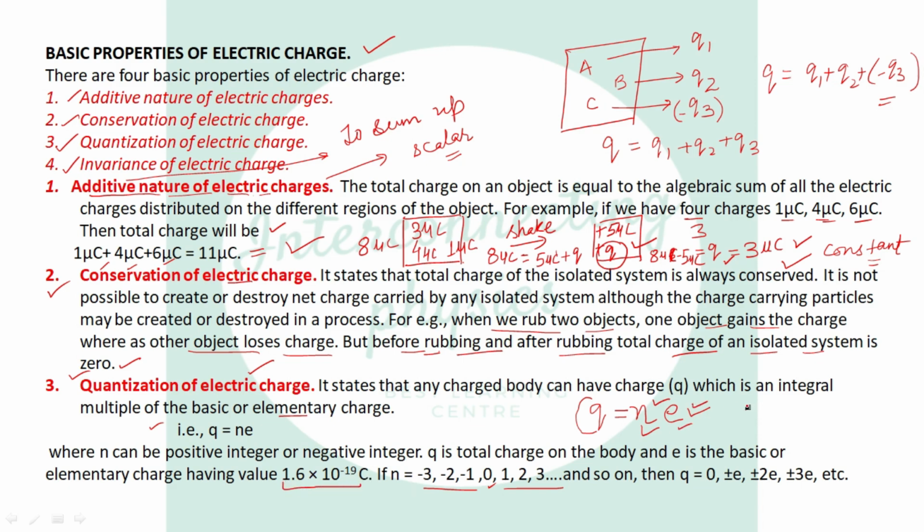So suppose we have n equal to minus 2. So Q will be, put the value of n, that is minus 2, and put the value of e, that is 1.6 into 10 raised to power minus 19 coulomb. And this will be minus 3.2 into 10 raised to power minus 19 coulomb. So in this way we can calculate the total charge on the body.